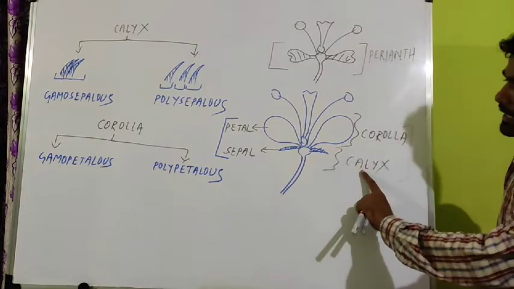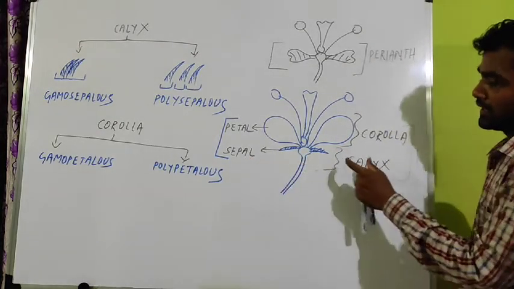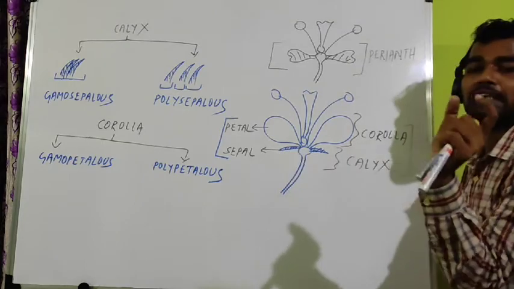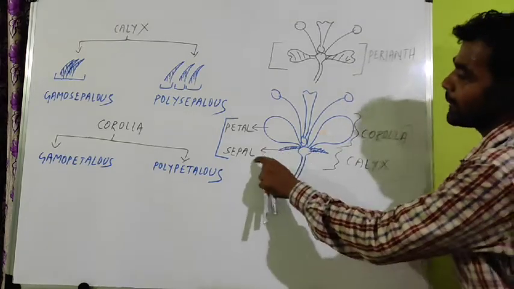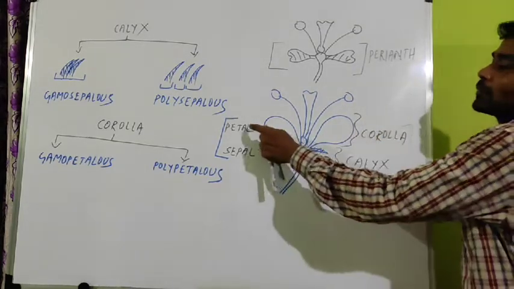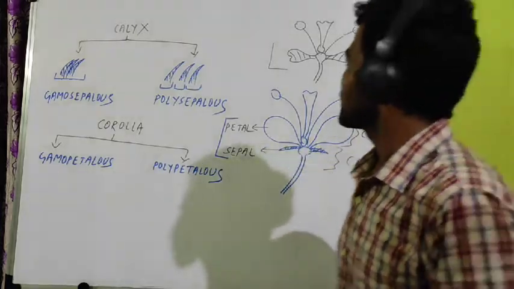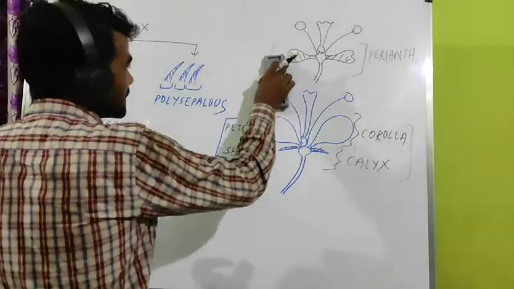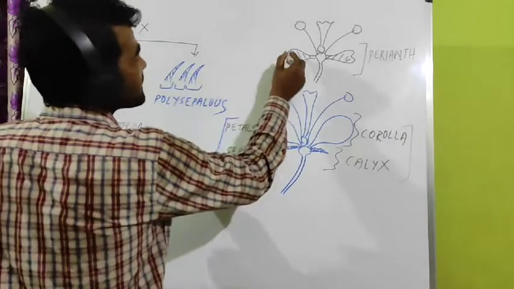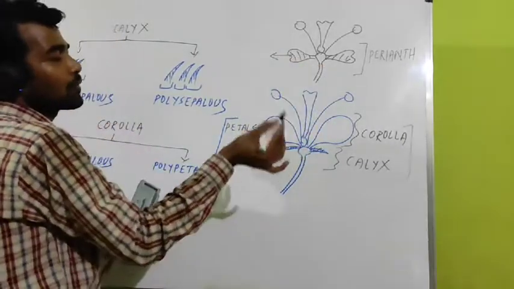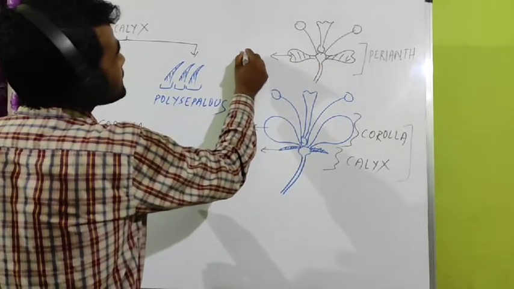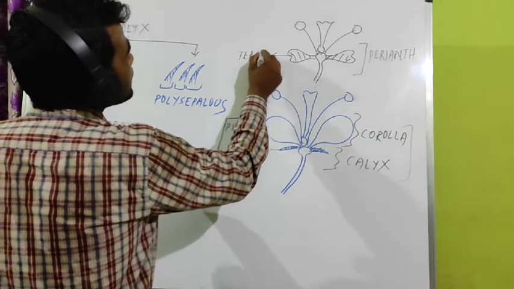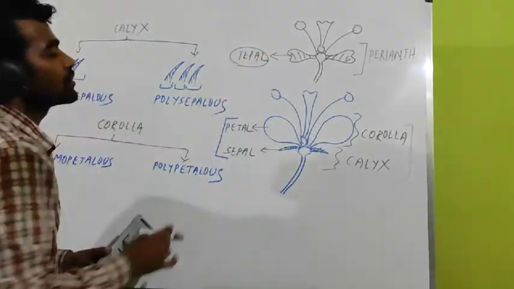Just like calyx is made of each unit, what do we call one part of the calyx? Sepal. What do we call each part of the corolla? Petal. Similarly, in some flowers when perianth is present, it represents both calyx and corolla. Their unit is called a tepal. Each part is known as a tepal.